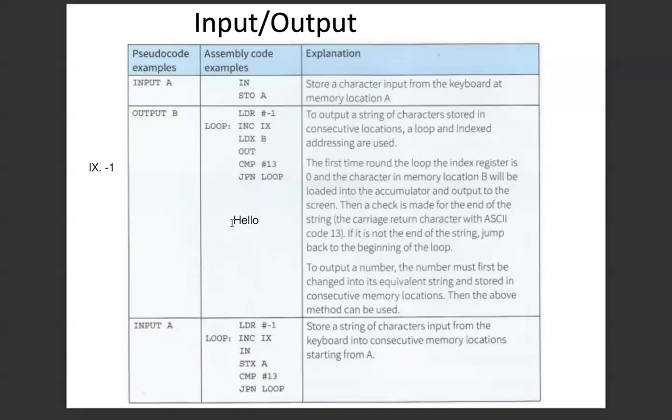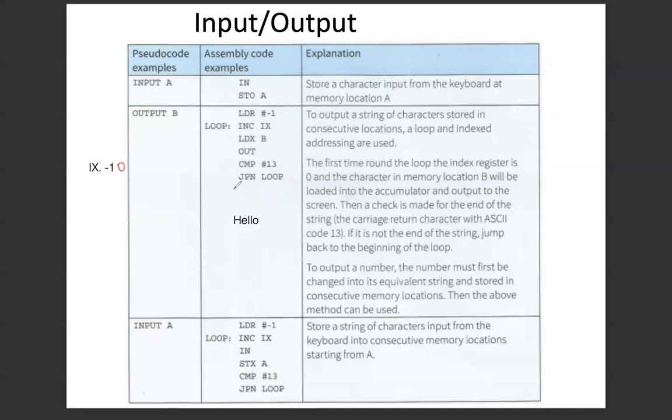Now, this is my string that's currently loaded in B. This is my index register at the moment. As soon as we begin the code, begin our loop, the first thing it says is to increment IX. So we'll do that. We will increment the IX. Now my IX should be at 0, and that's what happened. After that, I will load using index addressing.